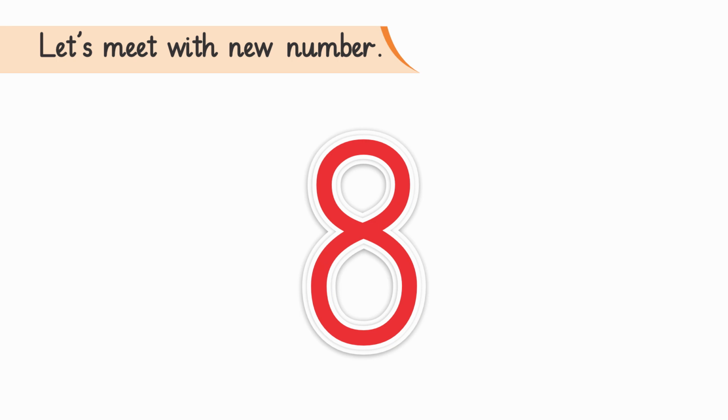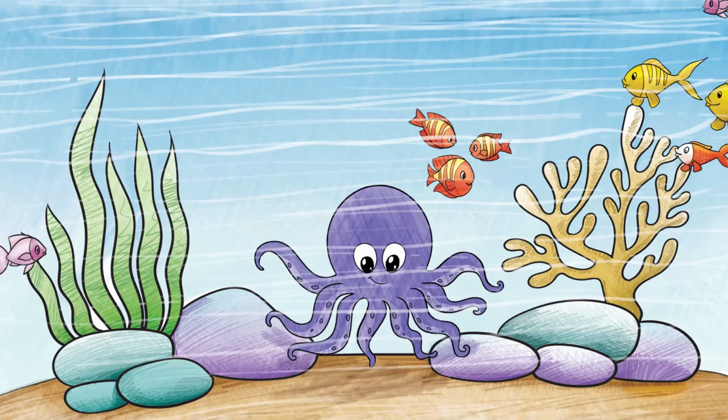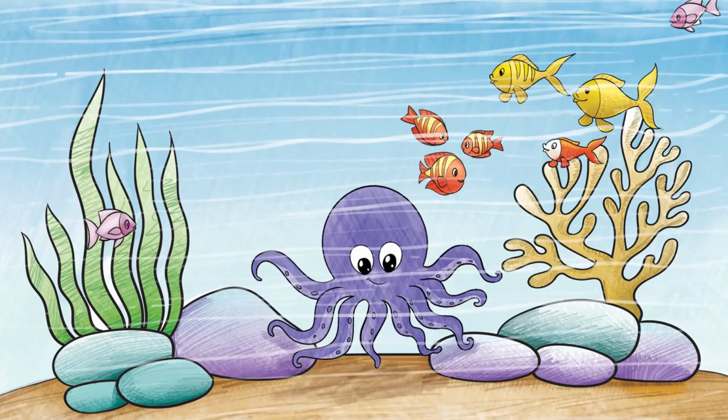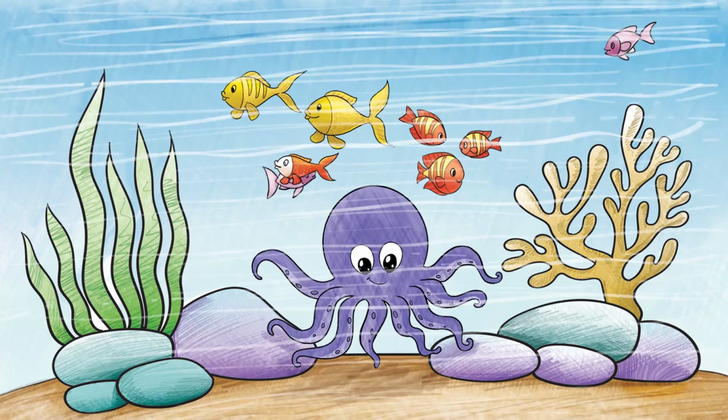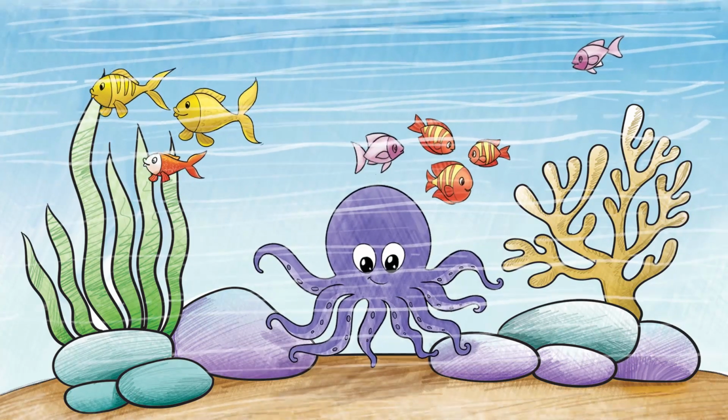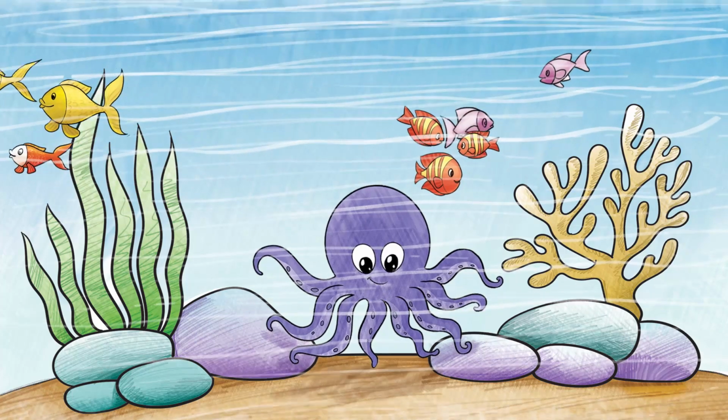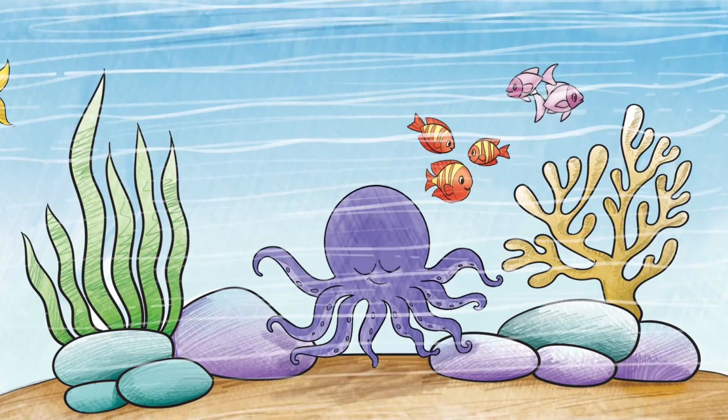Let's meet with the new number 8. The 8 legs of an octopus, so strong and long, help to swim, crawl, and climb. Count the fishes, count the rocks.